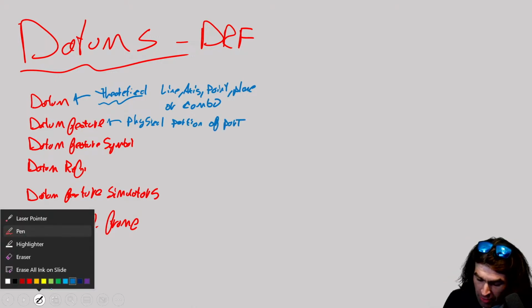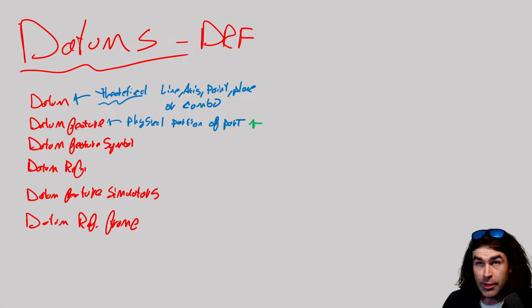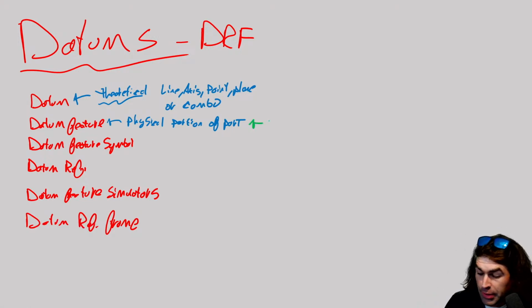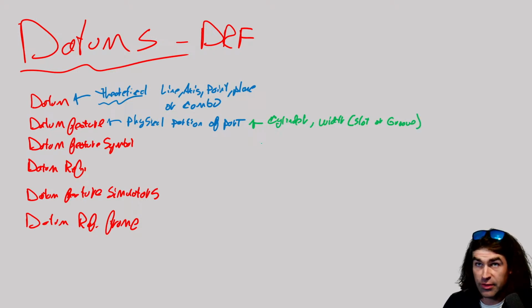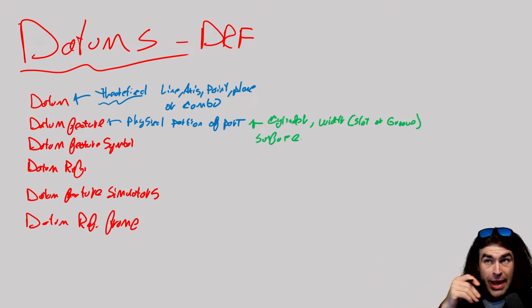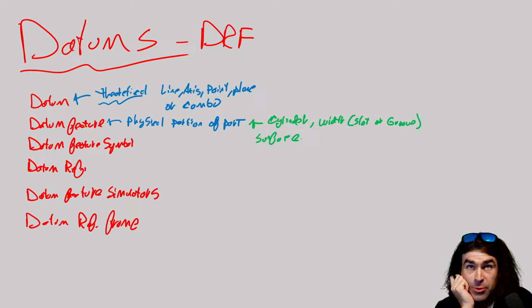So this can be all sorts of different things. This is not going to be an axis, plane, line, or point. This would be a cylinder, right? Whether internal or external, or it could be a width, like a slot or a groove. It could be a surface, right? Whether it's a nice flat surface or some weird, mathematically defined surface, all sorts of things.